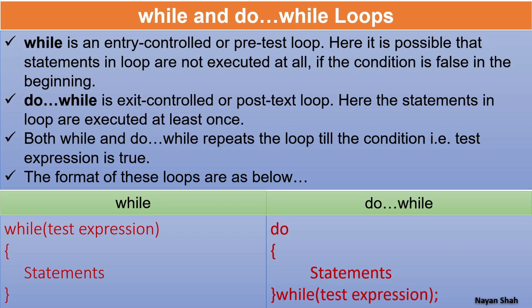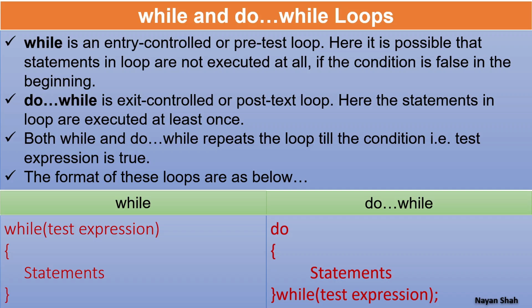Similarly, while and do while loops. While is again like for, it is an entry controlled or pre-test loop. Here it is possible that statements in the loop are not executed at all if the condition is false in the beginning. So let us see the syntax of while. That is, while we write a test expression and then within curly brackets we write a block of statements.